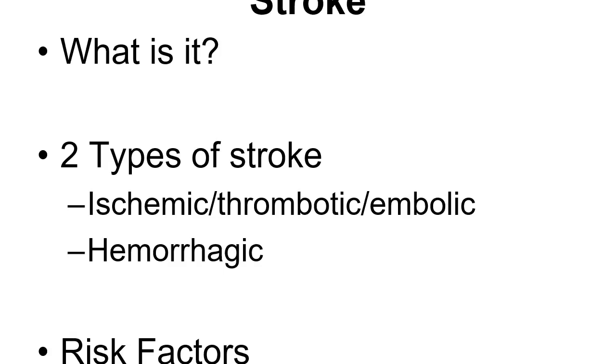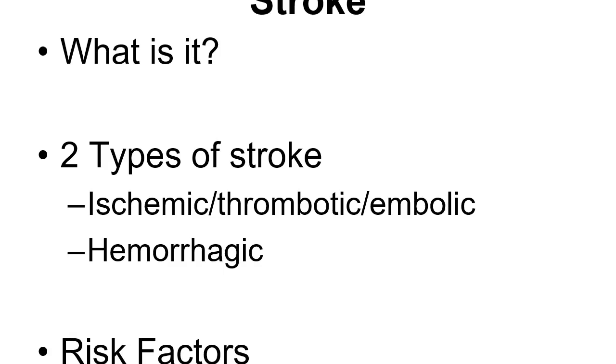Hemorrhagic stroke is the other type, where we actually have a rupture or traumatic damage or tear in the blood vessel. So now the blood is leaving the blood vessel and it's not getting past that tear. So there are two types of strokes: ischemic, thrombotic, embolic, which are all interchangeable terms, and hemorrhagic, which is bleeding, a rupture of the blood vessel.